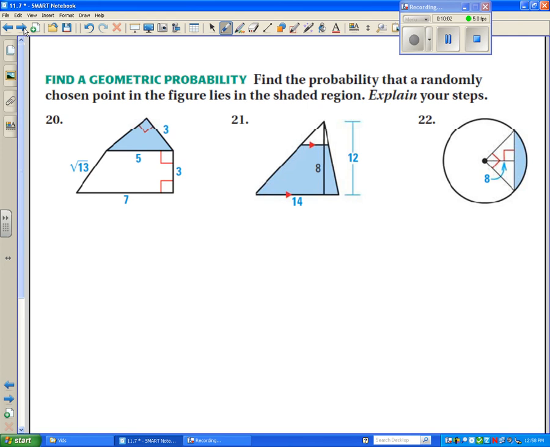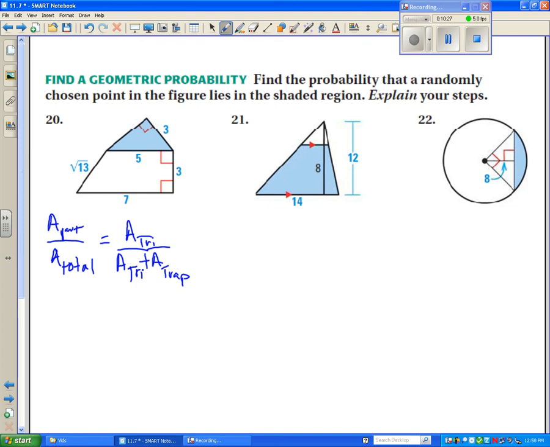So we just need to find the area of the shaded and divide by the area of the total, or area of the part divided by the area of the total. Notice the area of the part is the area of the triangle. Notice the area of the total is the area of the triangle plus the area of the trapezoid. So we just need to plug in our values and simplify.